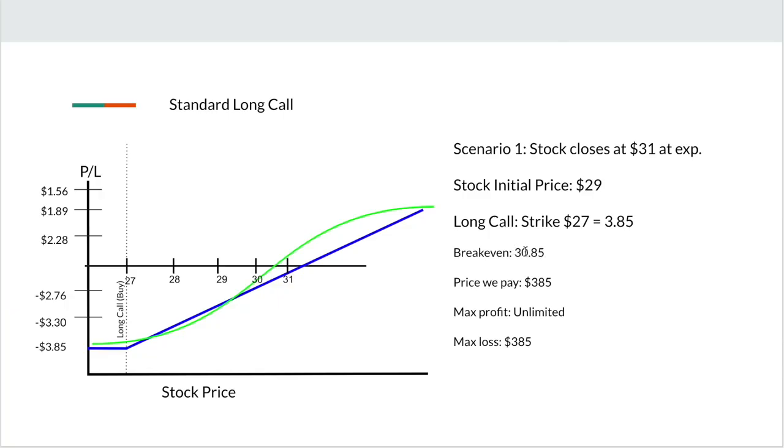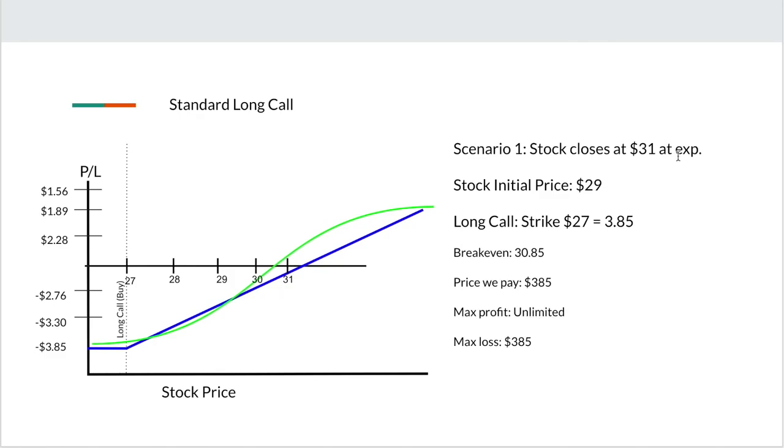So you need the stock to move up $1.85. That way you can literally lose zero and gain zero on your stock. So at that point, you're only breaking even. You haven't made any money. The amount you paid for that option was $385, as I stated earlier. Your max profit in this case is going to be unlimited.